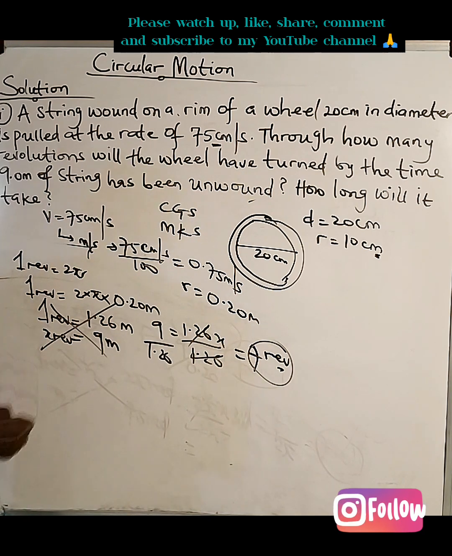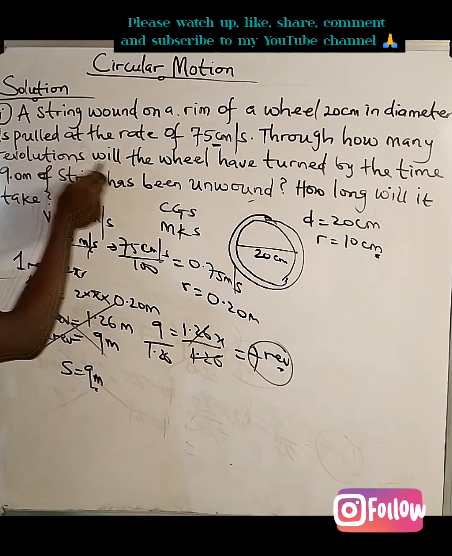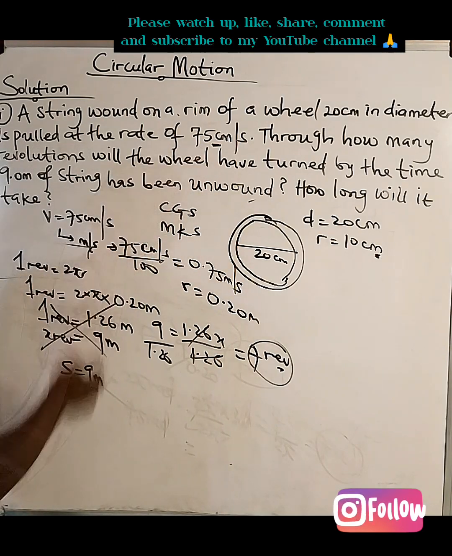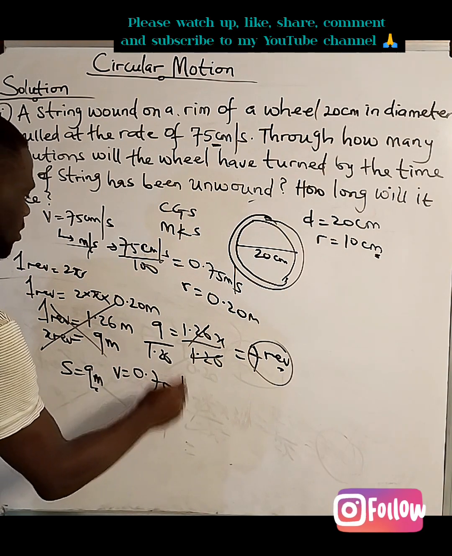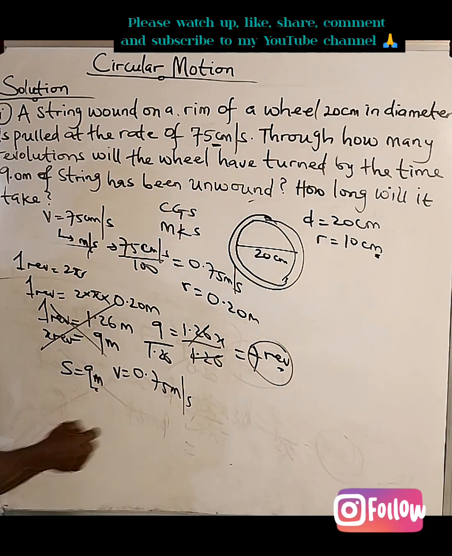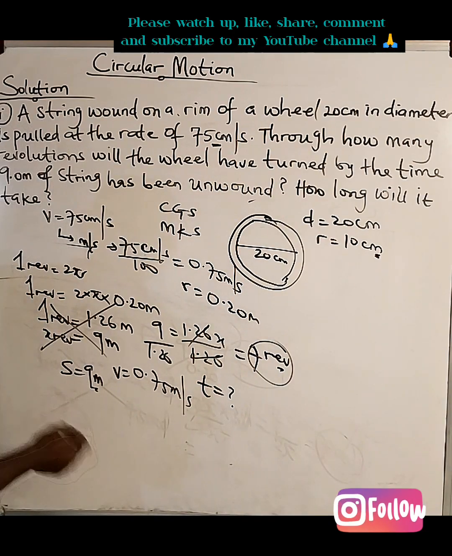Now don't forget, we have our distance already. If we use the linear or the tangential, the distance is 9 meters. The velocity is already stated, 0.75 meter per second. So if the velocity is 0.75 meter per second, and we have the distance traveled, how long will it take? That's the time. Simple formula: velocity is distance or displacement over time taken.